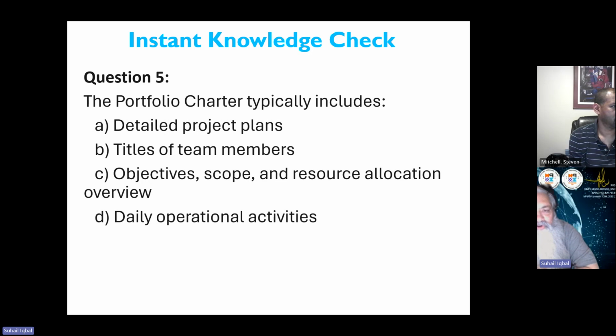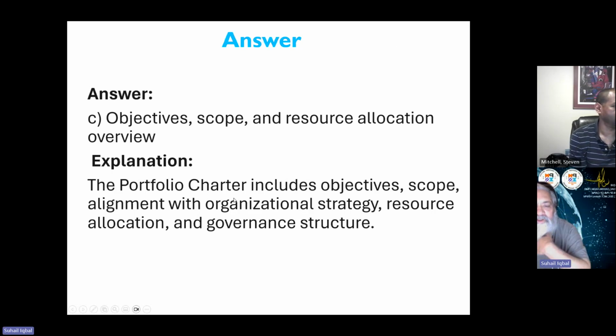Question number five. A portfolio charter typically includes what? Does it include a detailed project plan, titles of each team member, objectives, scope, and resource allocation overview, or daily operational activities? What does it include? The portfolio charter. C. Very good. A portfolio charter includes objectives, scope, alignment with organizational strategy, resource allocation, and governance structure.